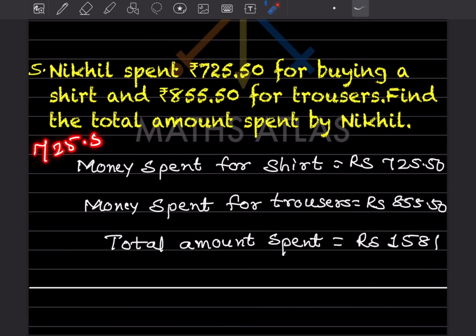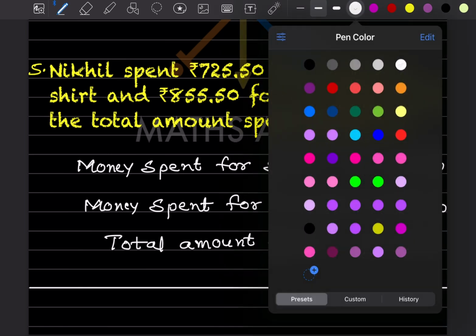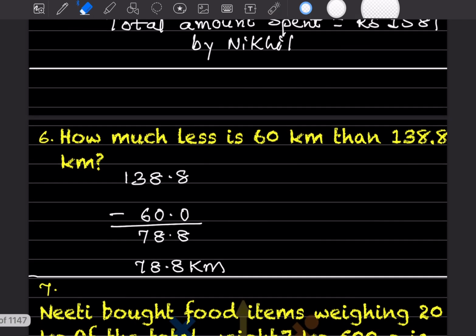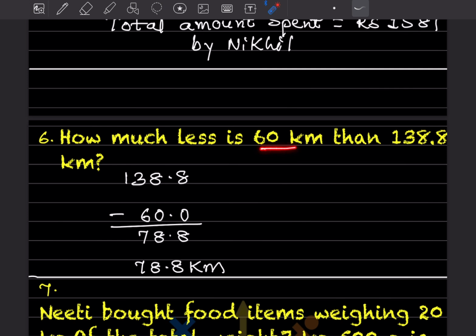I have done the rough work directly. You can add it because that is the total amount. So you get rupees 1581. So total amount spent by Nikhil, I'll put it here. That is rupees 1581.